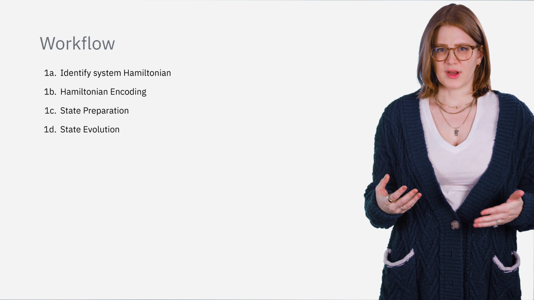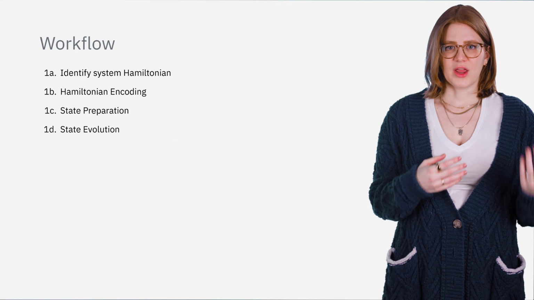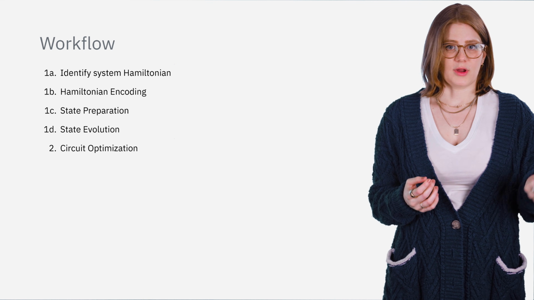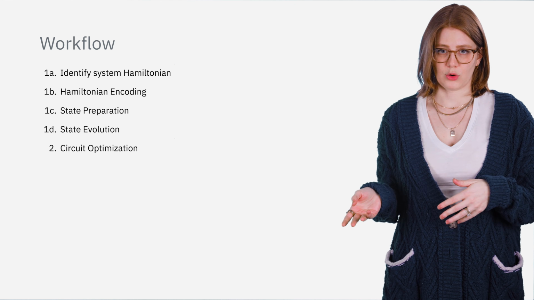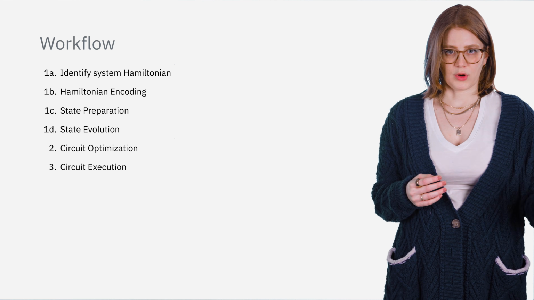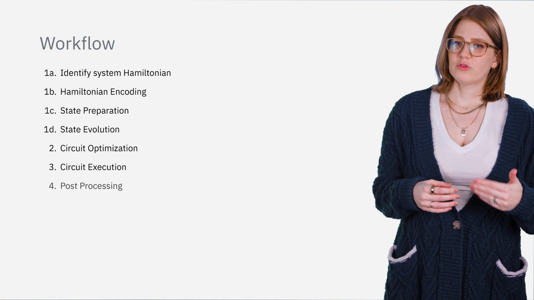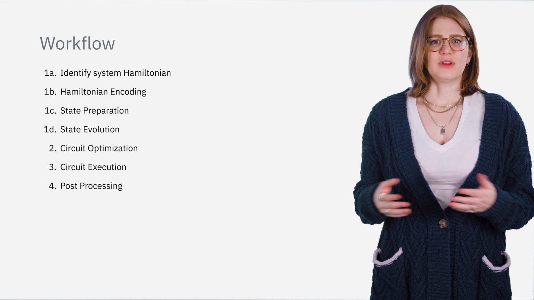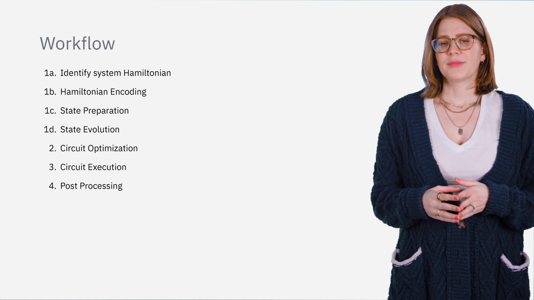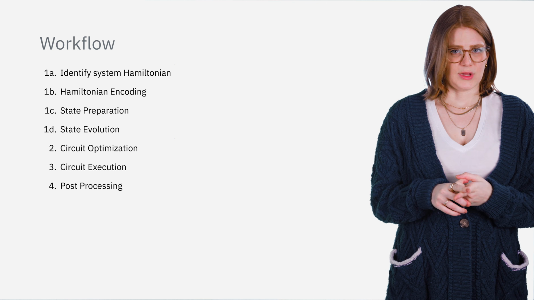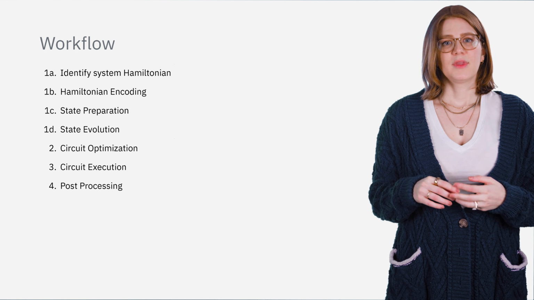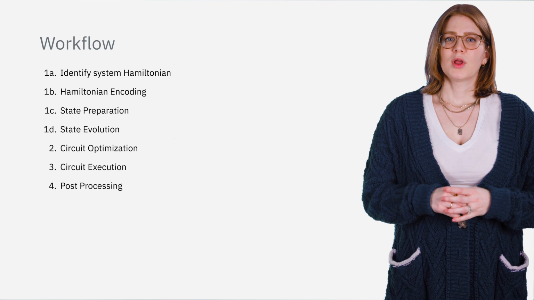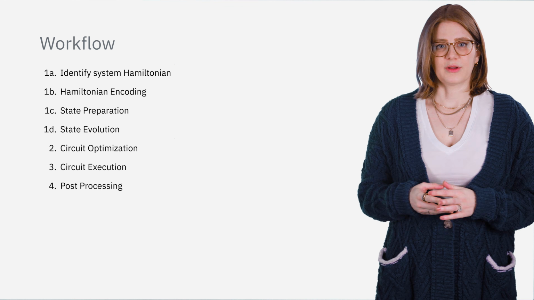With these ingredients sorted out, the next steps involve carrying out the actual experiment. These generally involve optimizing the quantum circuit implementation of the time evolution algorithm, executing the circuit or circuits on quantum hardware, and post-processing the results. So we can name the basic steps involved in a simulation experiment as follows. Identifying the system Hamiltonian, Hamiltonian encoding, state preparation, state evolution, circuit optimization, circuit execution, and post-processing.